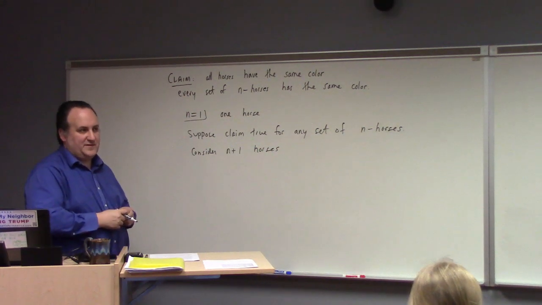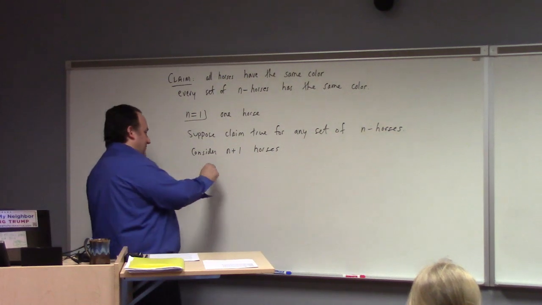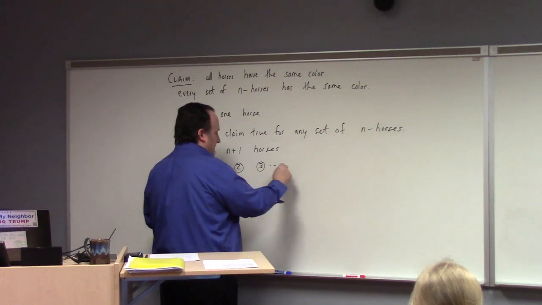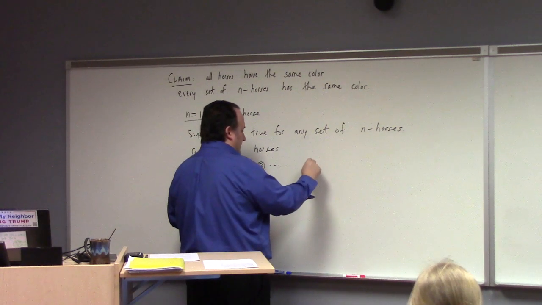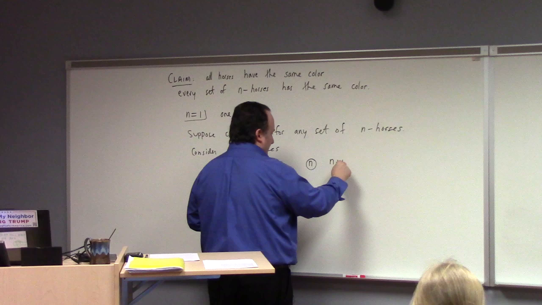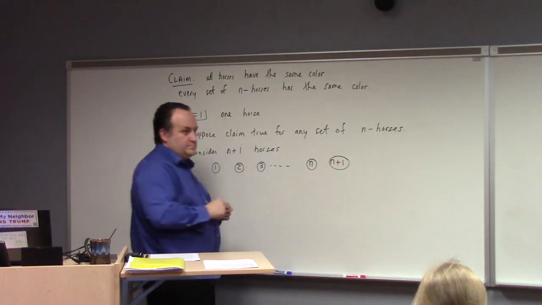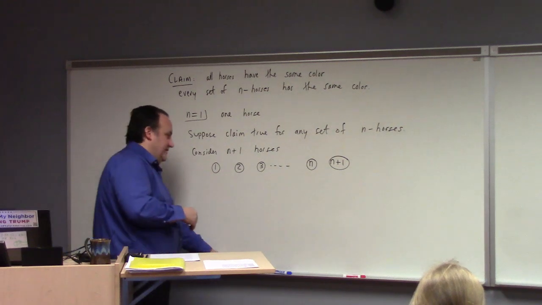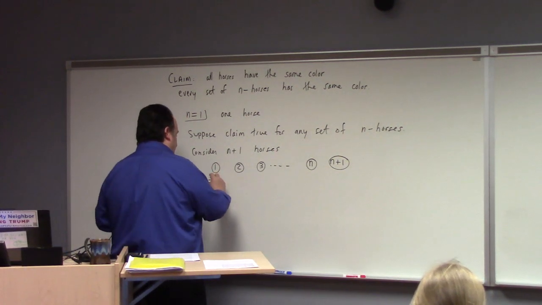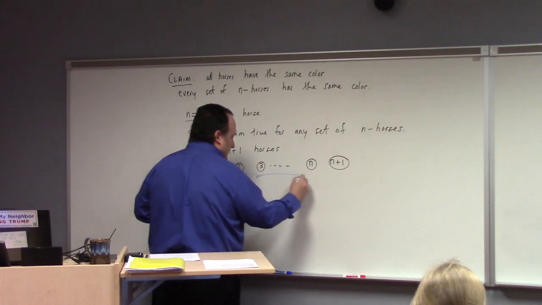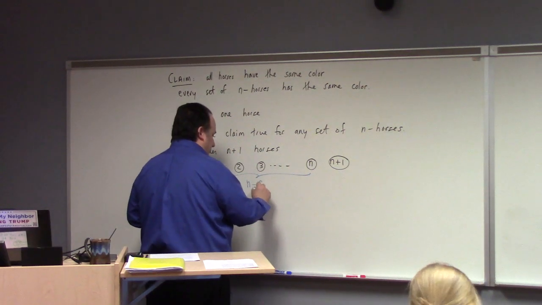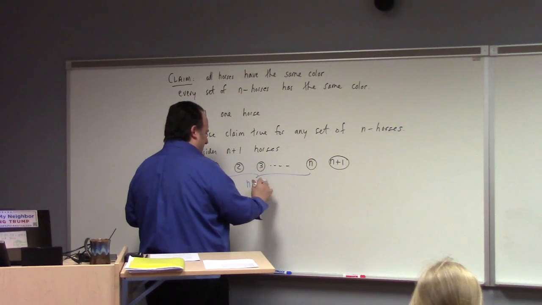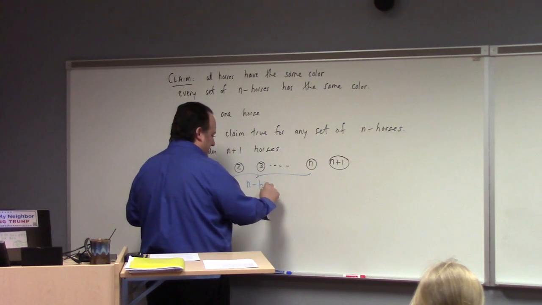So I won't try to draw a picture, but I'll just illustrate them like this: 1, 2, 3, dot, dot, dot, n plus 1, right? You guys with me? All right. So by the induction hypothesis, this right here is a set of n horses, right?